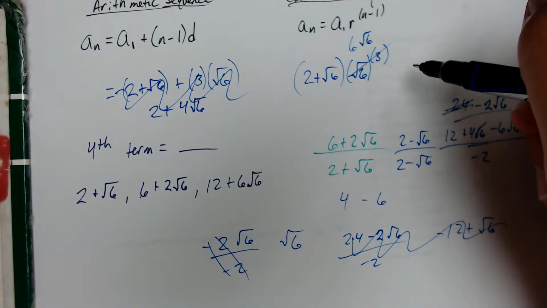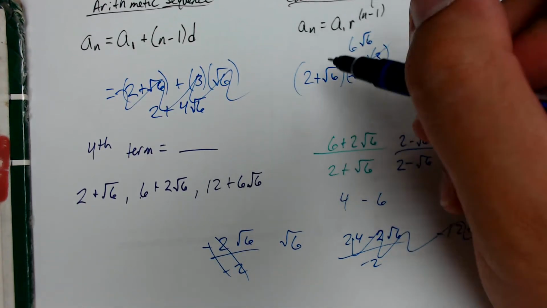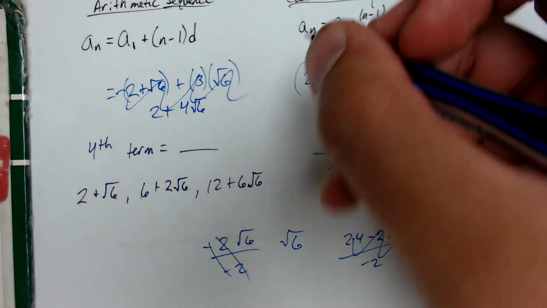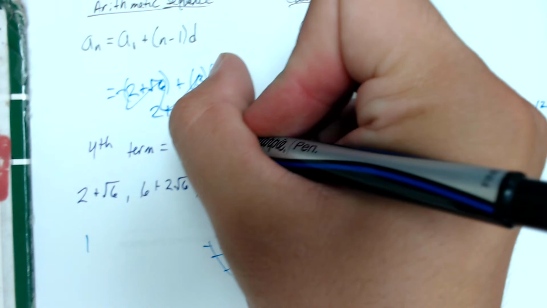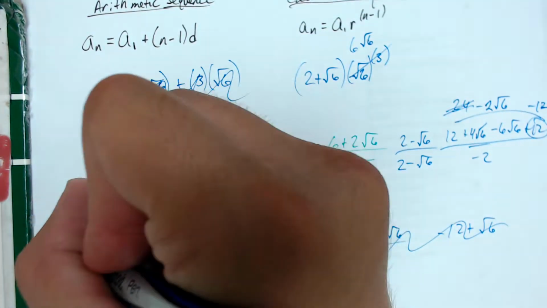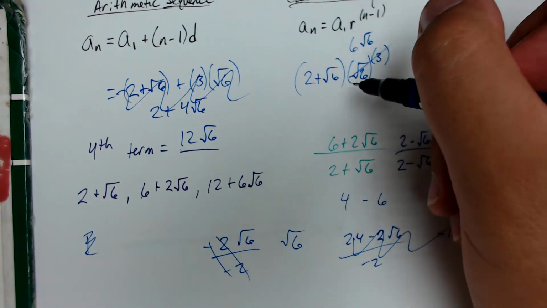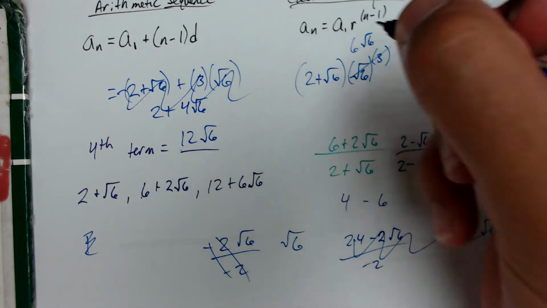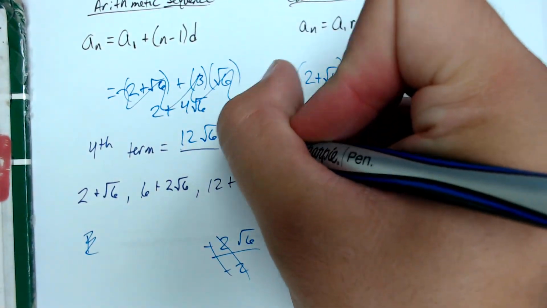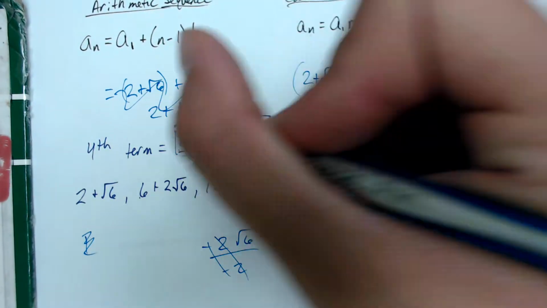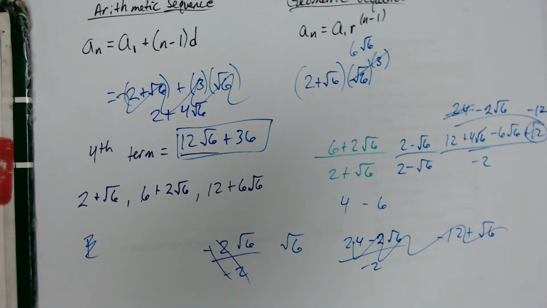All right, so that one's done with. 6 root 6 is being distributed to this. 6 root 6 times 2 is 12 root 6. And then 6 root 6 times root 6 is 6 times 6, which is 36. So 12 root 6 plus 36 will be the fourth term. Whew. Okay.